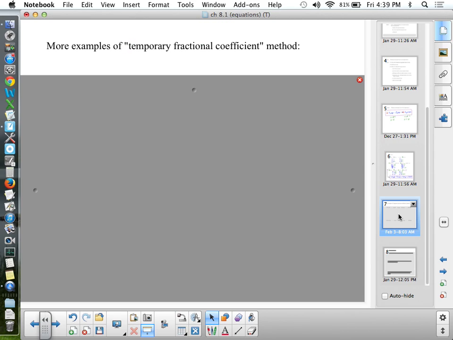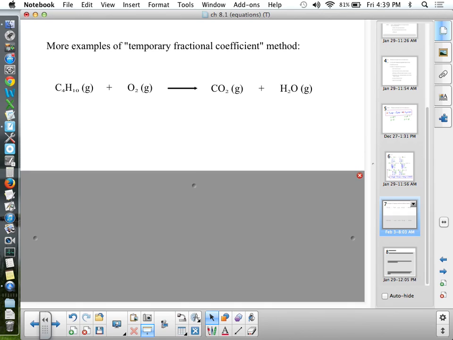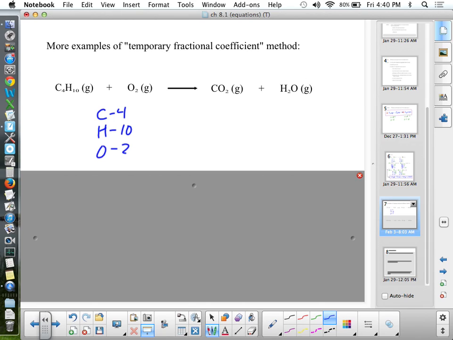So let's do one more example of that just so you can get the hang of it. If I want to burn butane gas and oxygen to form carbon dioxide and water, here's the equation. I've got 4 carbons, 10 hydrogens, 2 oxygens on the reactant side. I've got 1 carbon, 2 hydrogens, and 3 oxygens on the product side. I'll balance the carbon by putting a 4 in front of CO2. And I'm going to balance hydrogen by putting a 5 in front of the H2O.